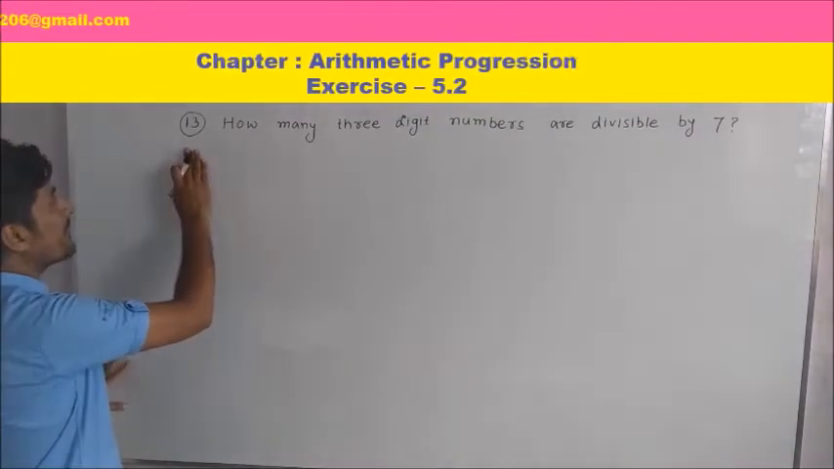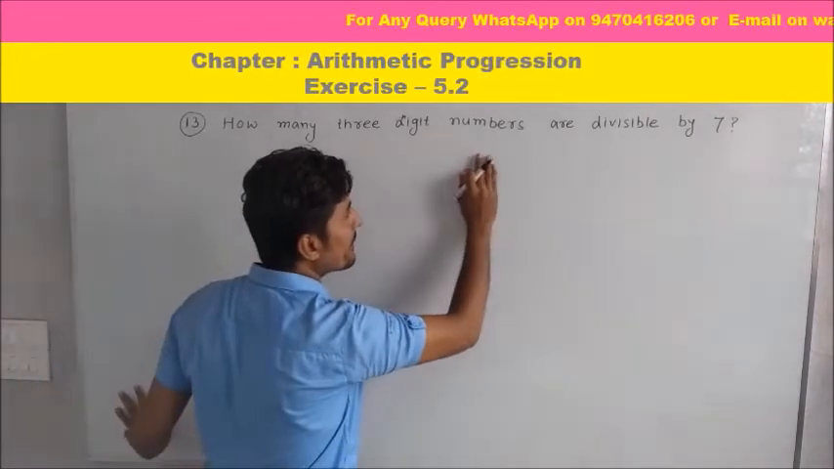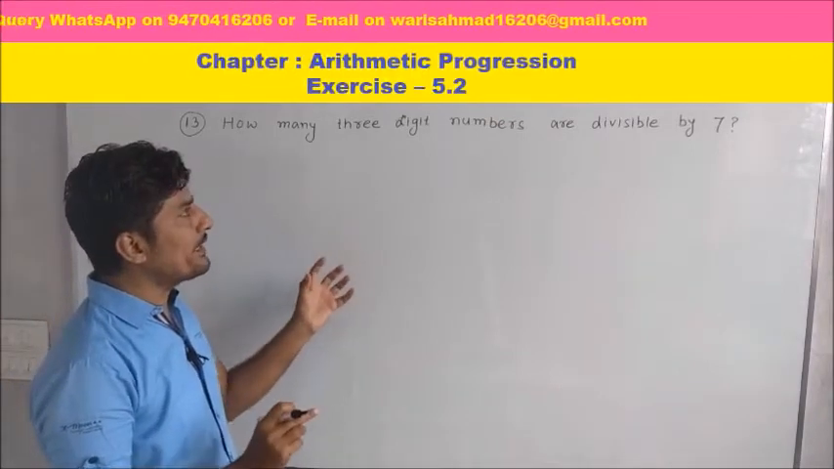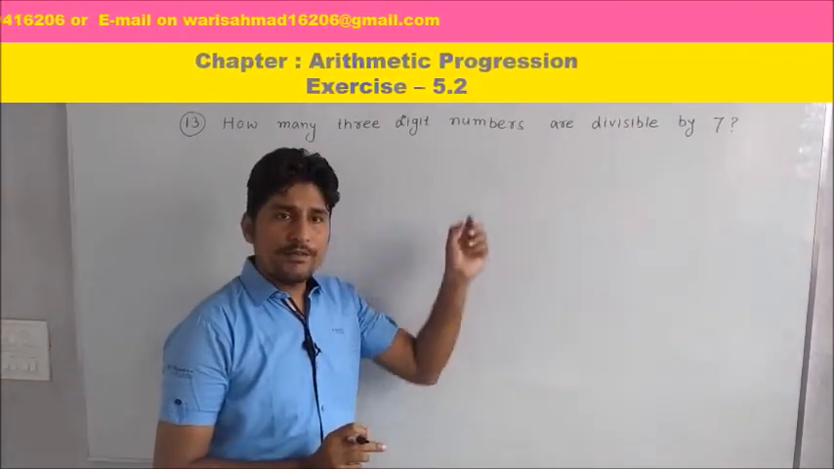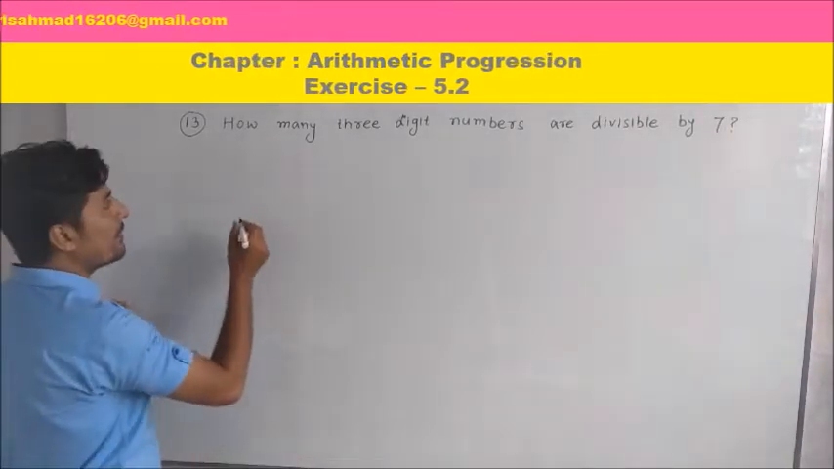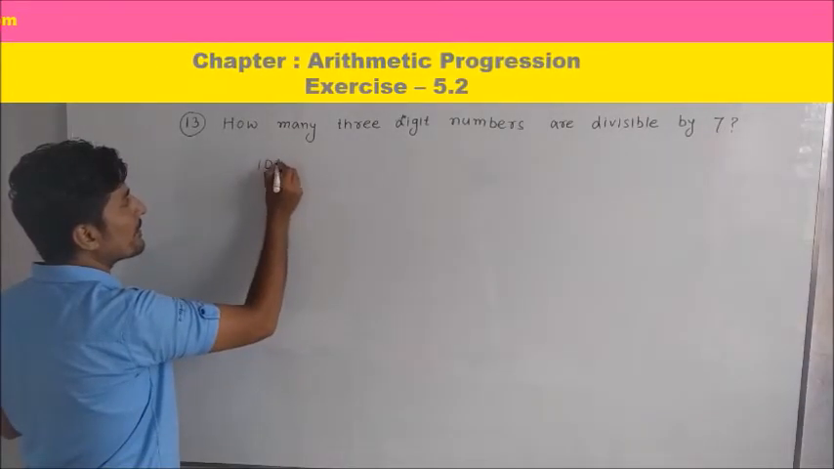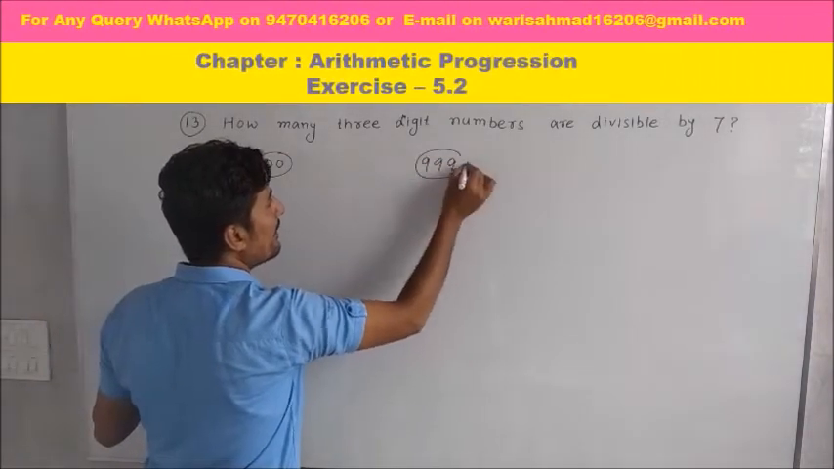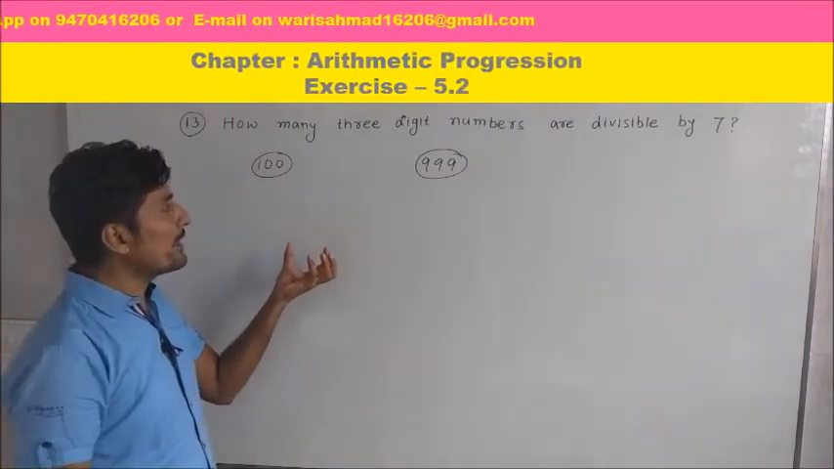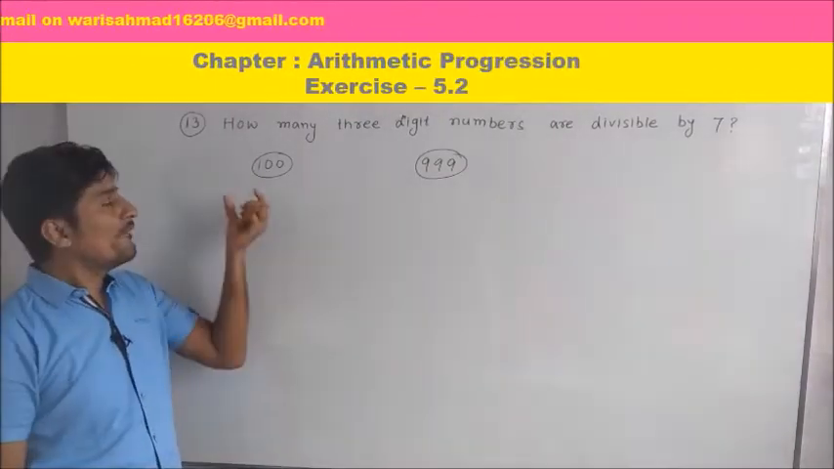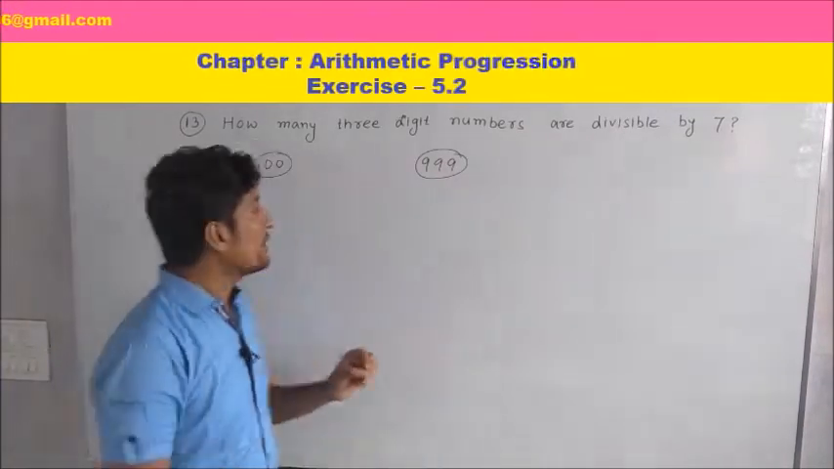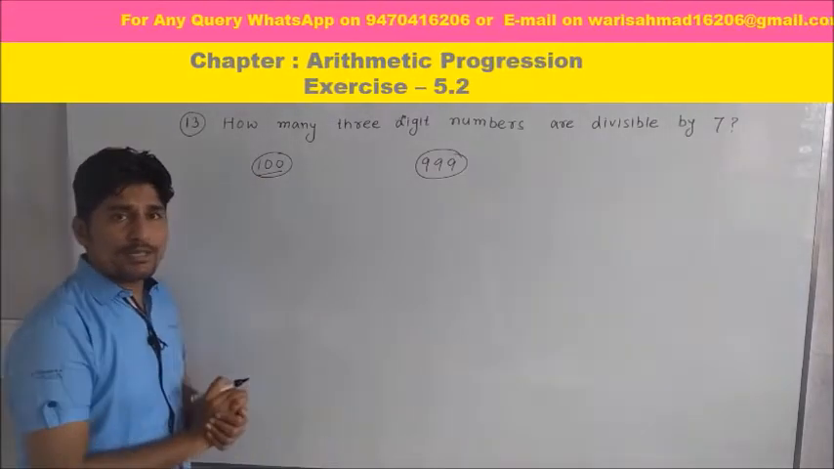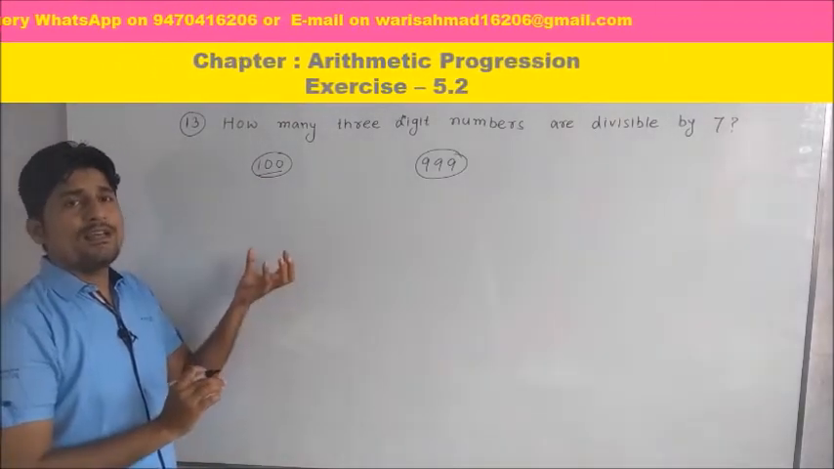Now let us see question number 13. How many 3-digit numbers are divisible by 7? So we have to find out how many 3-digit numbers are divisible by 7. First of all, the smallest 3-digit number is 100 and the greatest 3-digit number is 999. If we divide 100 by 7, it is not completely divisible. We will have a remainder.